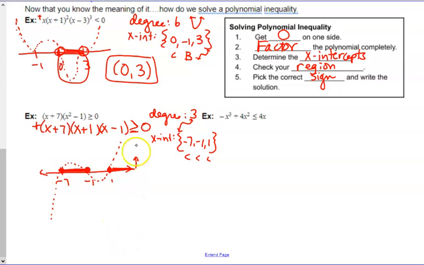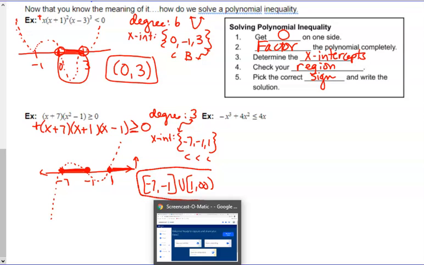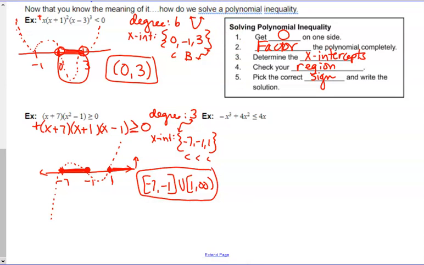Now, in interval notation, instead of parentheses, now we need our brackets. So from -7 to -1, and from +1 to infinity would be our answer. And those are the regions that give us our final answer there. Okay? All right, last one.